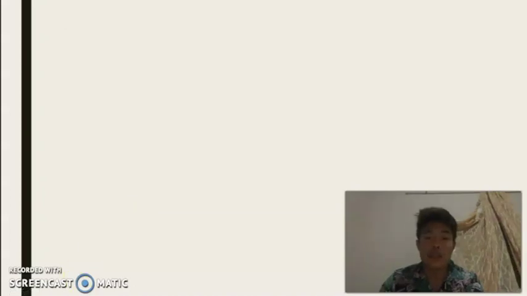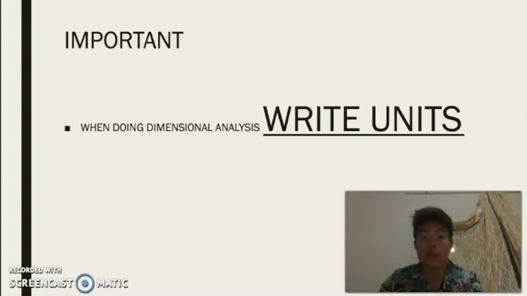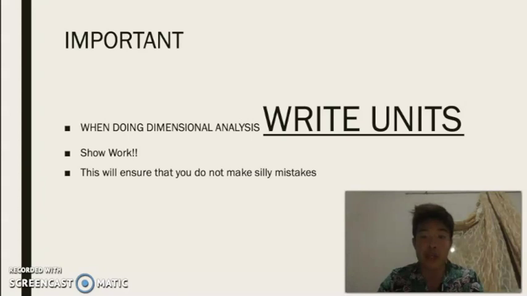There are a few things I want you to keep in mind while you do the upcoming problems. When doing dimensional analysis, you always want to write units. The reason is that if you don't write units, you're going to get confused about what to cancel. By writing units, you can make sure you're on track, and if you keep using conversion factors and end up with the unit that you want, that probably means you did the work correctly. Secondly, you want to always show work, okay? By showing work, you will ensure that you do not make silly mistakes.